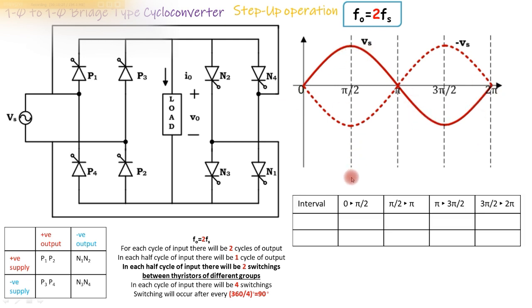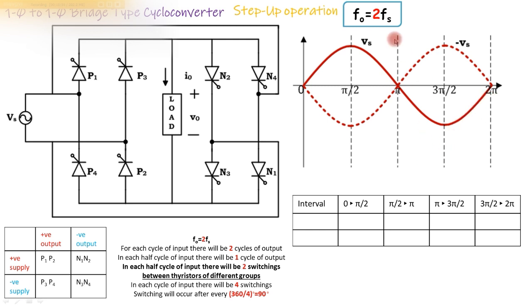So the first interval is from 0 to pi by 2 radians, that is 0 to 90 degrees. Then pi by 2 to pi radians, 90 to 180 degrees. Next interval is from 180 to 270 degrees. And the last interval is from 270 degrees to 360 degrees.